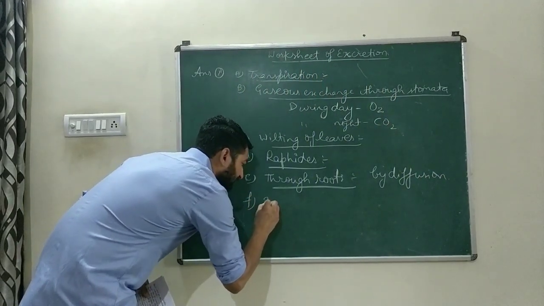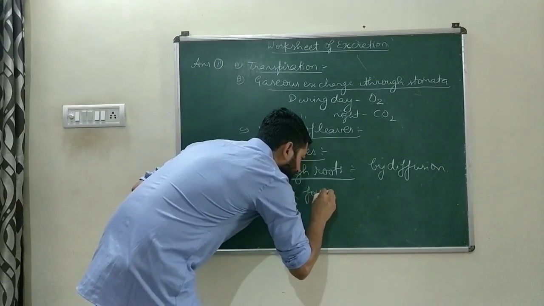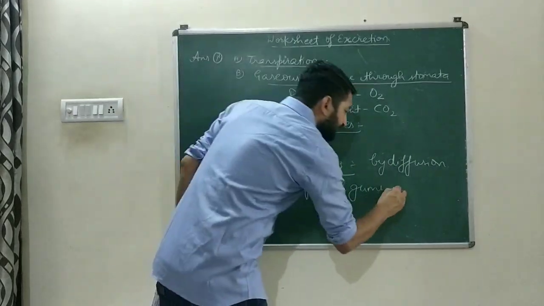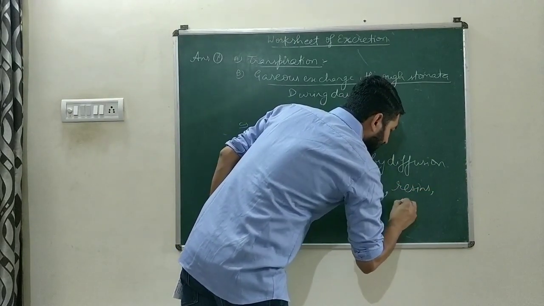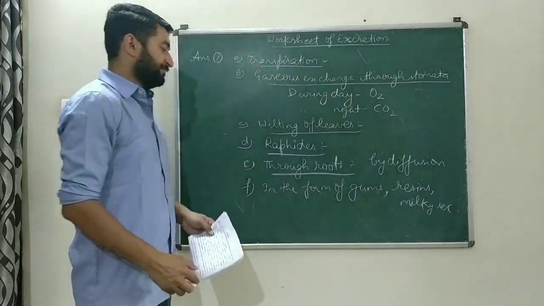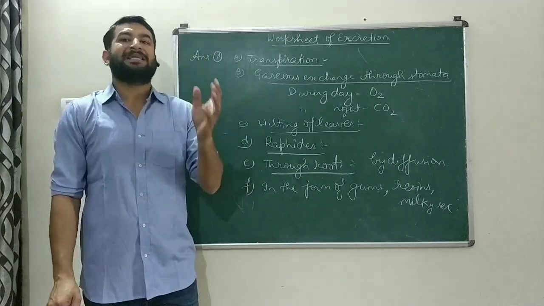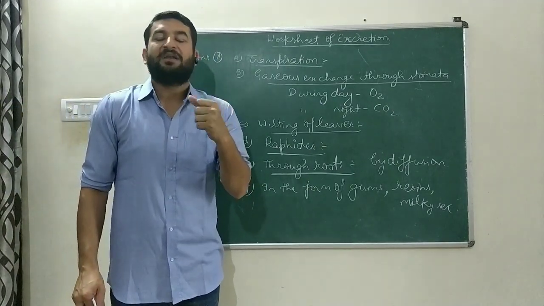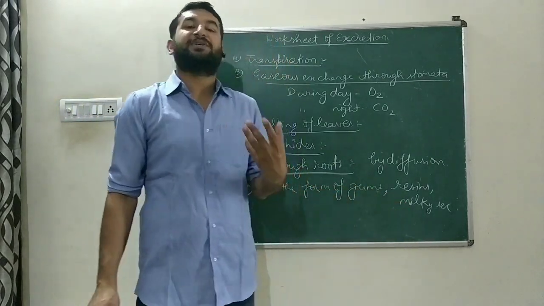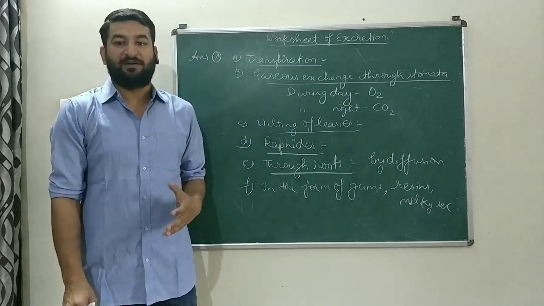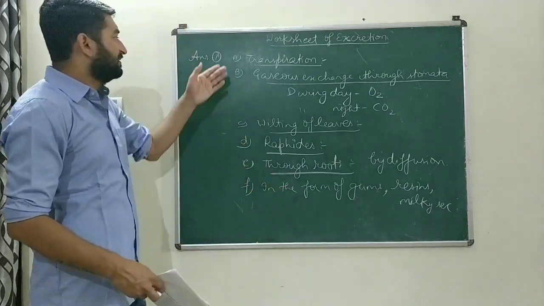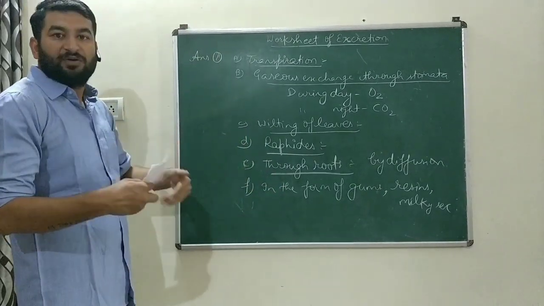Next, in the form of gums, resins, and milky secretions. Certain plant parts like stem and leaves release certain gums like resin and certain milky secretions, and those secretions are the waste products of the plant. So by these methods, plants are removing their waste products. So there are certain ways by which the plants are removing their waste products.